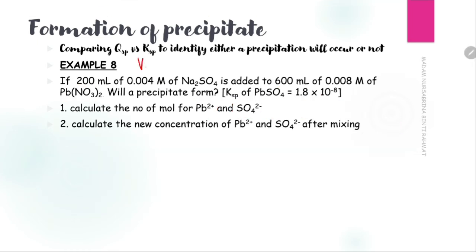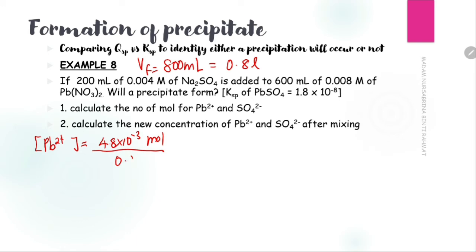So our final volume is 800 milliliters. If we convert it into liters, it's equal to 0.8 liters. So let's first calculate the concentration of my lead ion. The number of moles of my lead ion is 4.8 times 10 to the power of negative 3 mole, divided by the final volume, which is 0.8 liters. So I will get it to be 6 times 10 to the power of negative 3 molar.